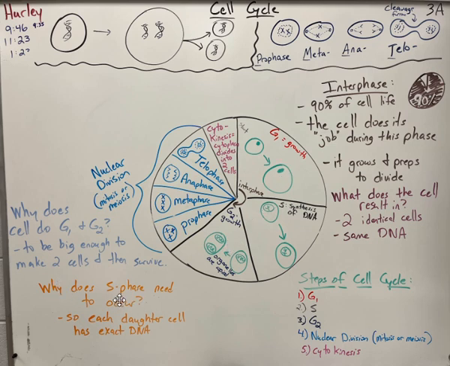And then why does S phase need to occur? Well, it needs to occur because, again, at the end, we want DNA that's going to be the same amount of DNA as what we started with. And so to do that, we need to double it, so we need to multiply times 2 so that we can divide into 2.